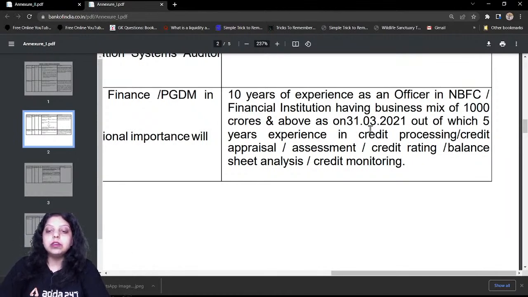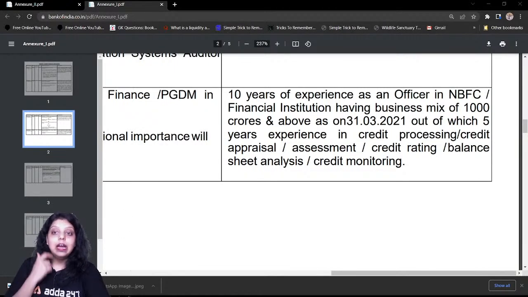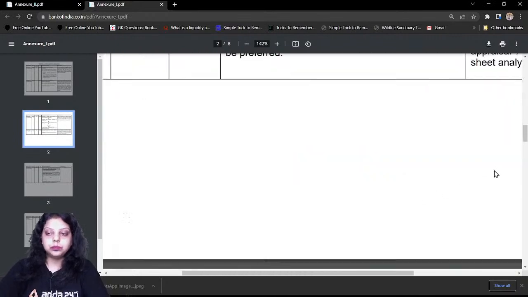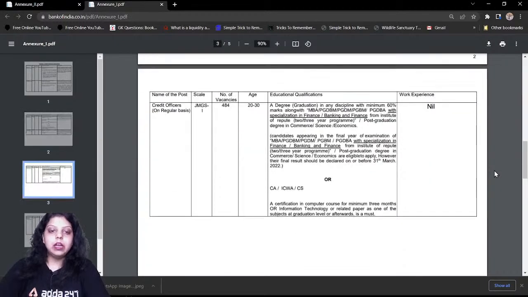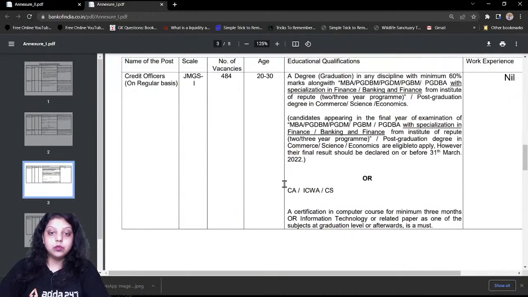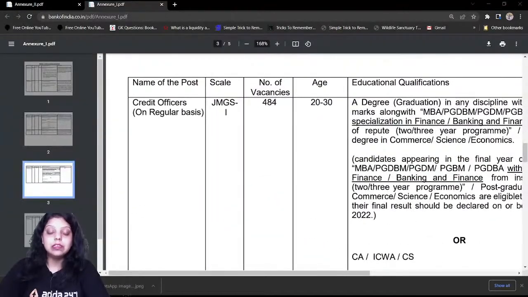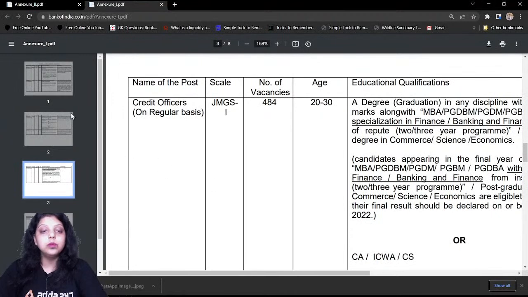Out of which 5 years experience in credit processing, credit appraisal, assessment, credit rating, balance sheet analysis and credit monitoring. So total you require 10 years of experience. Out of that, 5 years of experience is required as a credit processing, as a credit appraisal, assessment, credit rating, balance sheet analysis, credit monitoring. Okay. Now next is our credit officer. That is a very important post, because it has a lot of vacancy, that is 484. So in credit officer, you require the age criteria 20 to 30.